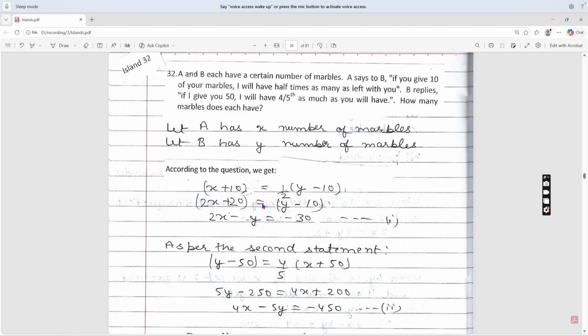Now we are going to open the brackets. 2 is going to be cross multiplied. 2x plus 20 is equal to Y minus 10. So 2x minus Y is equal to minus 10 minus 20. That is equation number 1.